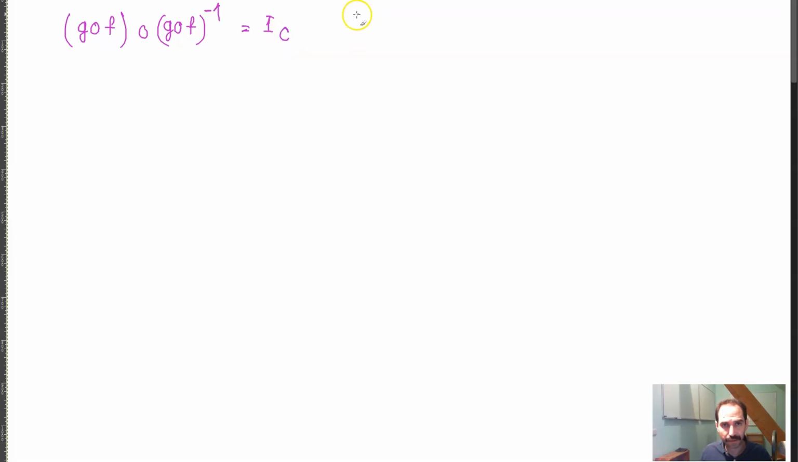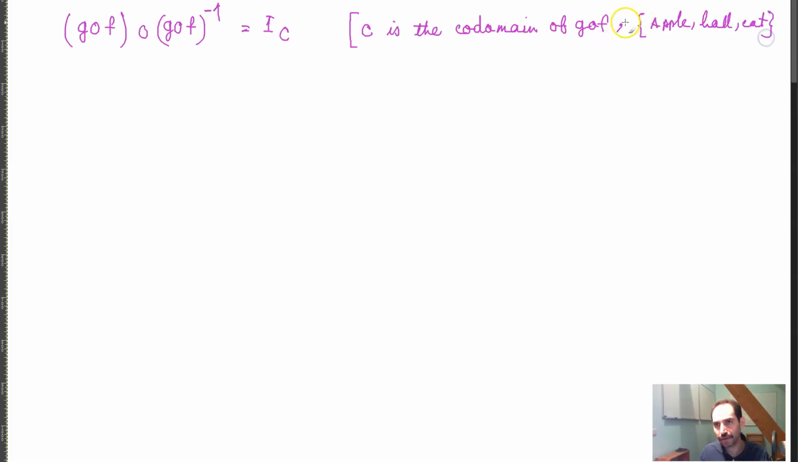And here basically, to give you some explanation, the set C is basically the codomain of GOF, which is basically apple, ball, and cat. That is basically the set C.